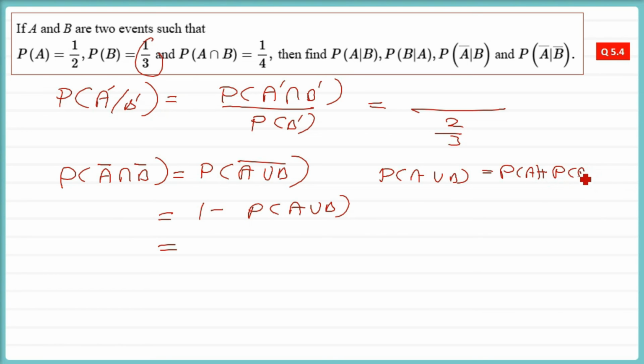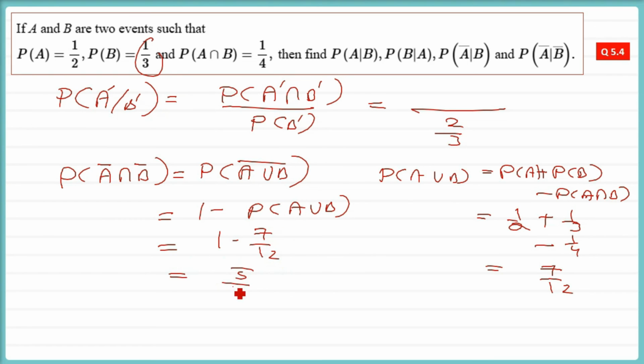So P(A union B) is what? P(A) plus P(B) minus P(A intersection B), and these all are given actually. So 1 by 2 is P(A), 1 by 3 is P(B), and P(A intersection B) is 1 by 4. So P(A union B), by all values which are given, will be 7 by 12. On the left, if you see, we need P(A union B), that's why we computed it. So 1 minus P(A union B), which we have just computed as 7 by 12, is 5 by 12.